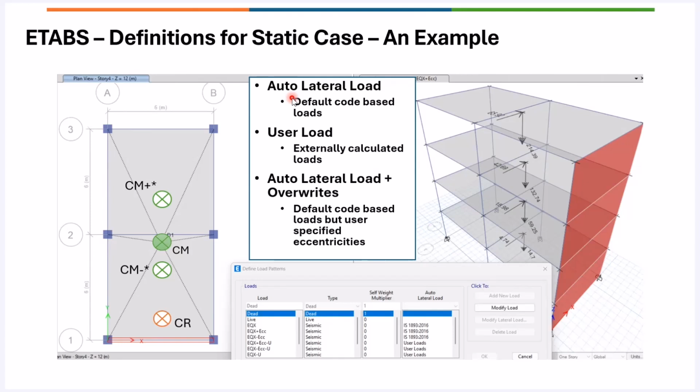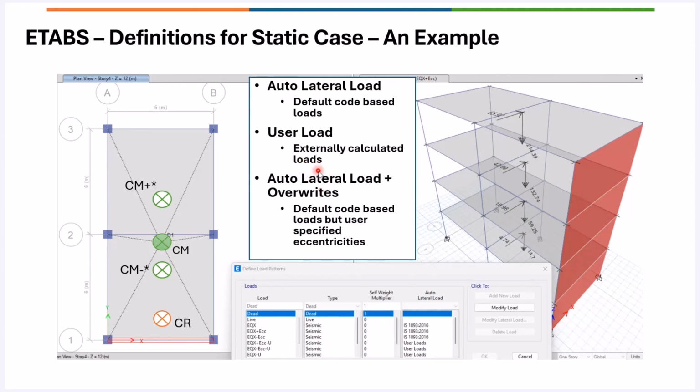One is the auto lateral load. You can see the load pattern definition here. So let's say the EQX is type seismic, and auto lateral load based on the Indian code. Then other parameters we'll specify inside that, which I explained in the previous slide. So that is the default code-based load that will be applied as explained earlier.